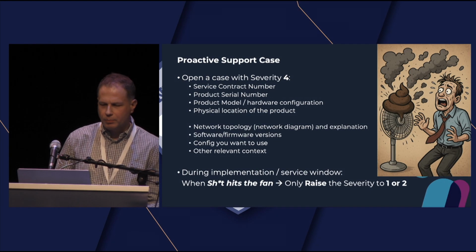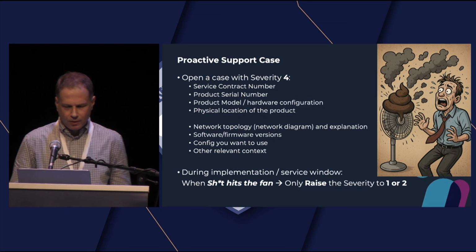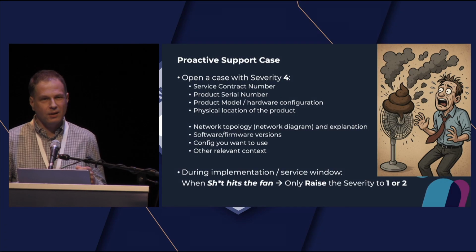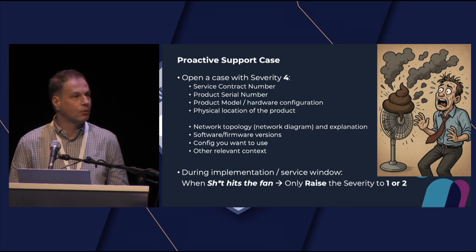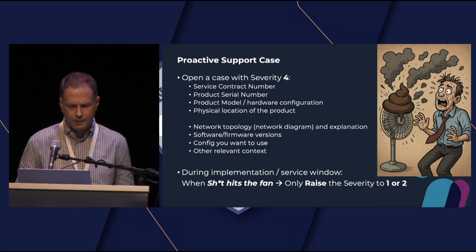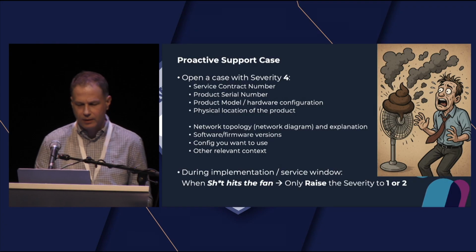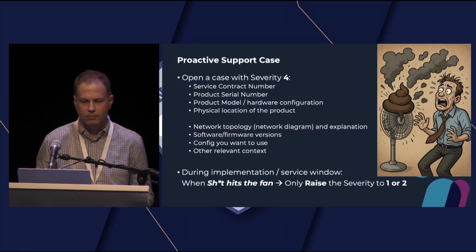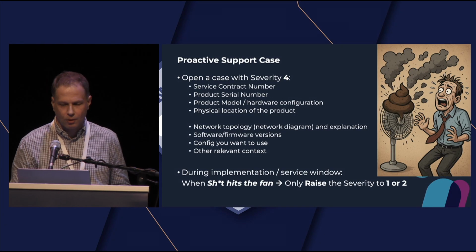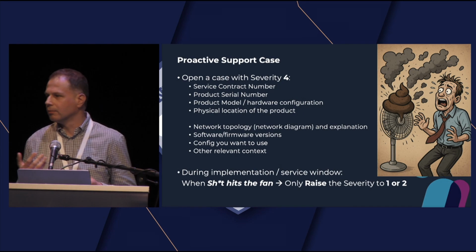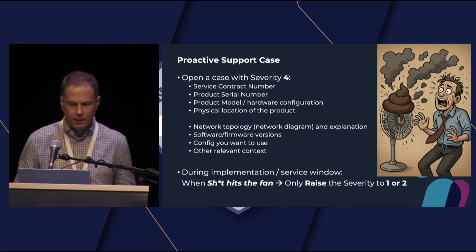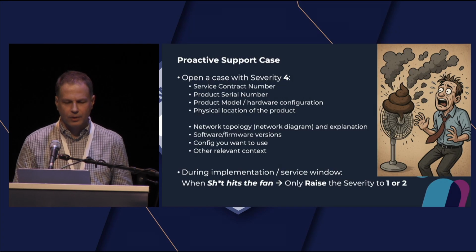This is my favorite. I call it the proactive support case. Sometimes you're working on some new technology. You've tested it in the lab, but you're not really quite familiar with it. And you have a big important deployment over the weekend during a service window. What you can do is open a severity 4 case, so the lowest severity. And you put in all the relevant details. So serial numbers, contract numbers, the configuration you want to use, maybe a network diagram that can be useful, everything that is relevant for that case.